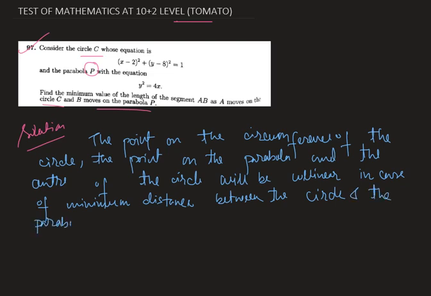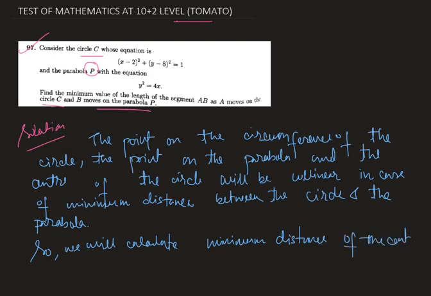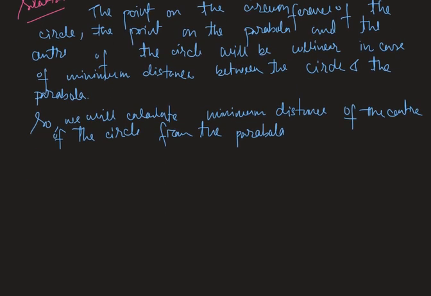Okay, so we will calculate the minimum distance of the center of the circle from the parabola, and then we will subtract the radius to get the required result.